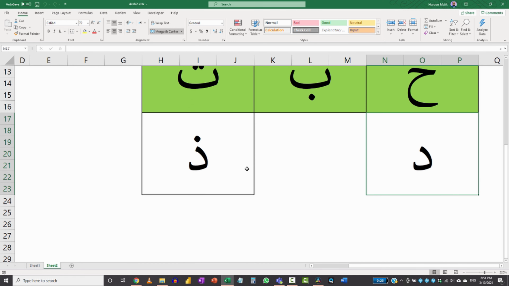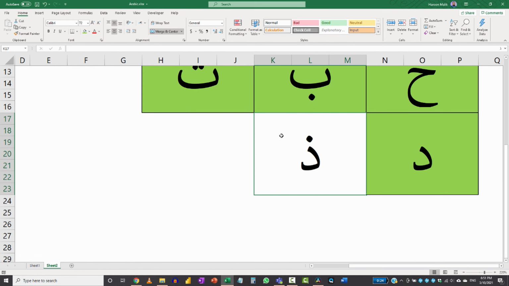Okay, and how about the ones that you learned yesterday? What is this? Dal. Dal, okay. Very good. This was dal. This has a dot on top, so what is that one? Don't tell me. Come on, Ehsani Baba.